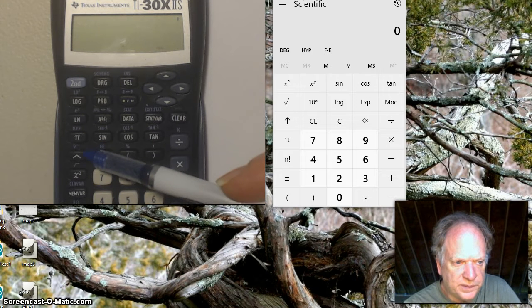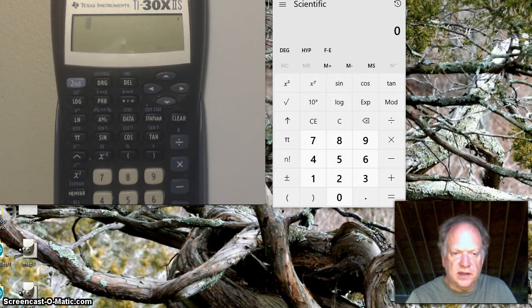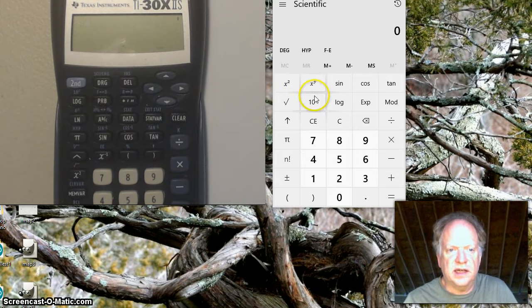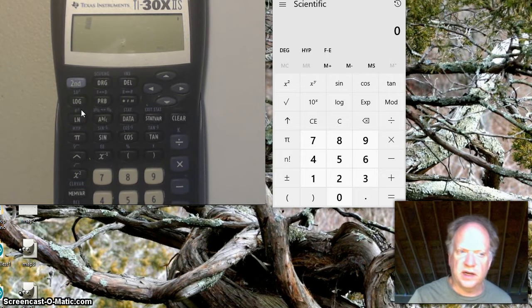The other option is this key that looks a little bit like a caret, the raised to. And then of course, some calculators just have an x to the y key. So any one of these options will work. This will work, this will work, and this will work. These are the three options you want to have on your calculator.